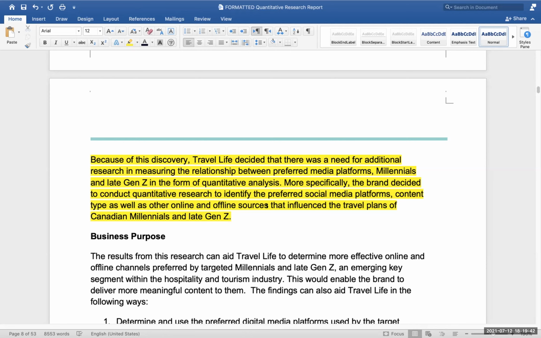What this is saying is that in the qualitative study that used focus groups to collect data, some of the respondents, probably an overwhelming number of them, indicated that it was not only social media that influenced their travel decisions. This is why we use the term offline sources. Offline means anything that is not internet. So can you give me an offline source that might impact or influence the travel decisions of millennials or late Gen Zs? Let me see if you're thinking.